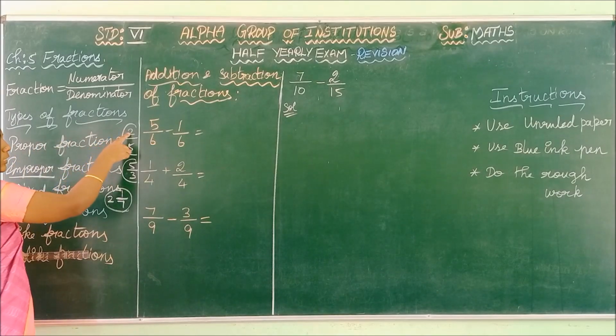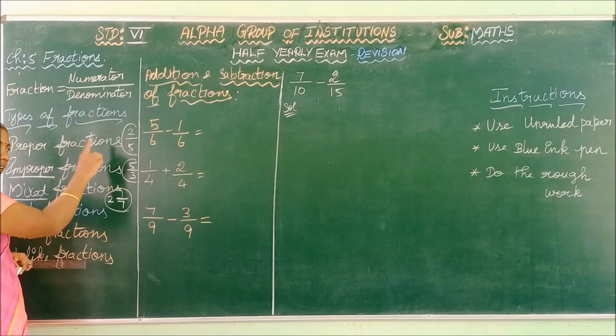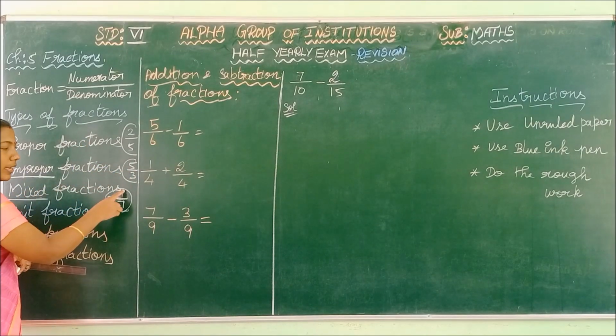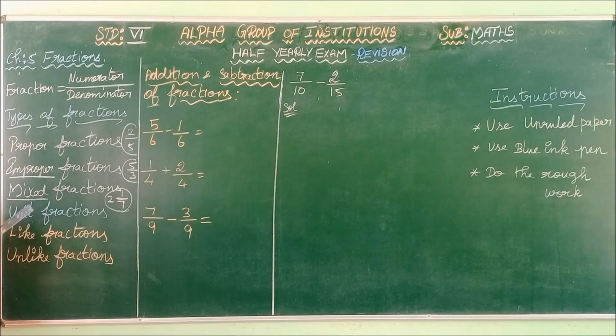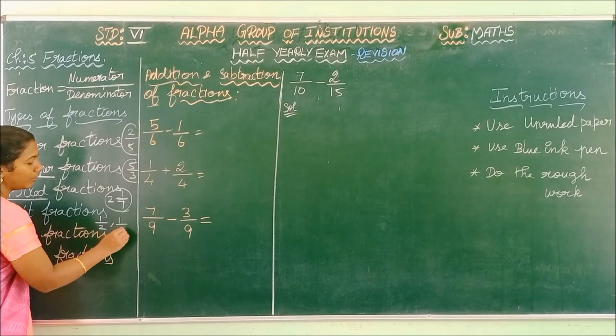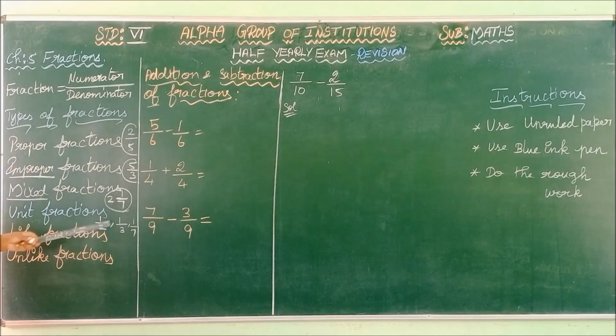Proper: numerator is smaller than the denominator. Improper: numerator is greater than its denominator. Mixed: it consists of a whole part and a proper fraction. Okay. Next we are going to see unit fractions. What is meant by unit fractions? If the fractions have the number 1 in the numerator, such fractions are said to be unit fractions. See here, 1 by 2, 1 by 3, 1 by 7. All the numerators are 1. So we can call these fractions unit fractions.